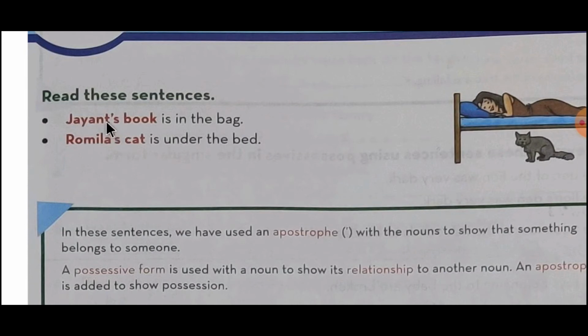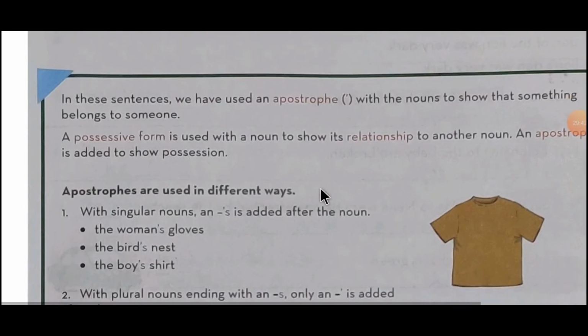So in both the sentences we have used the sign of apostrophe and the letter s, to show the possessive form between the noun and the things. Okay, so this is called the possessive form, or we can say uses of apostrophe, to show the possessive relationship of noun and things.